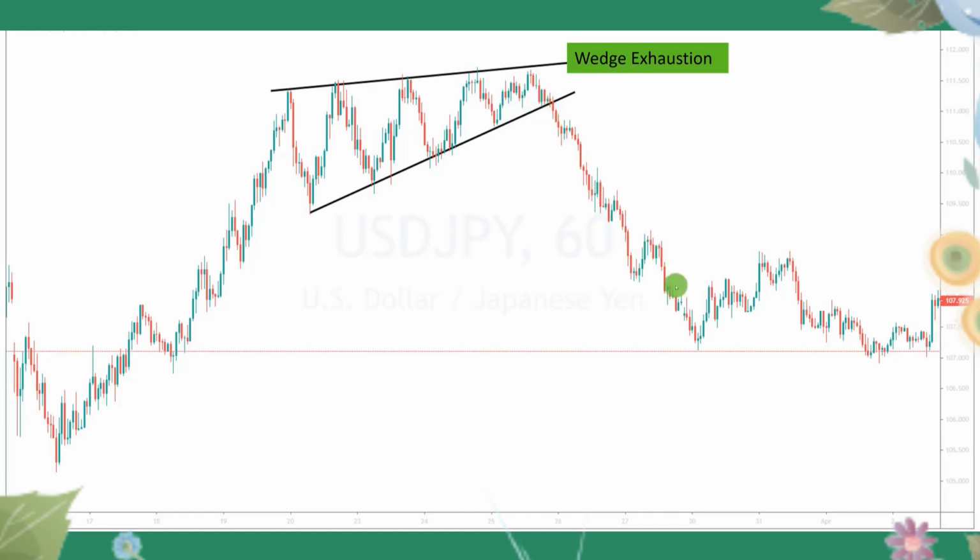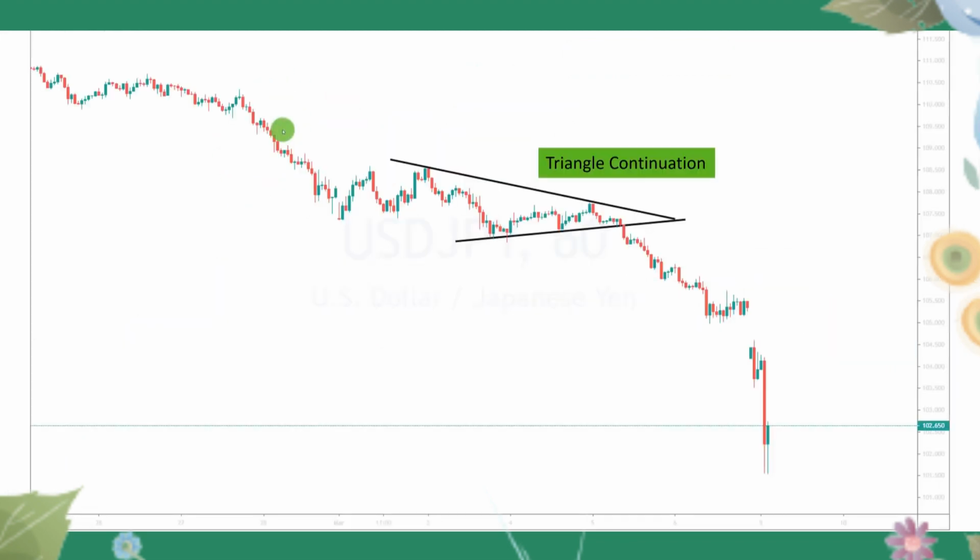The market is really collapsing and the new downtrend is starting. So again, there are so many things coming together that will help you improve your trend analysis and your price analysis once you start paying attention to those little subtleties. The triangle continuation, another very powerful formation and a powerful pattern.